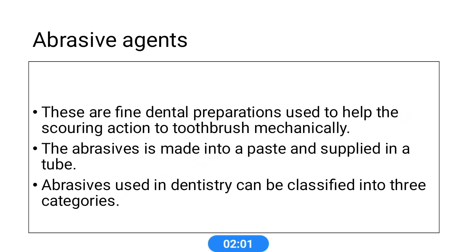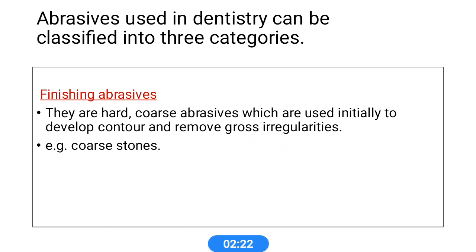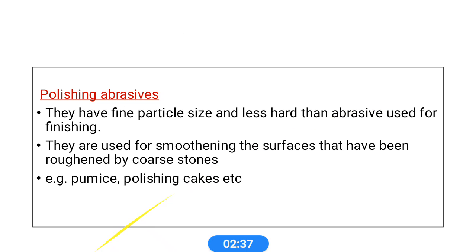What are abrasive agents? Abrasives are fine dental preparations, mainly used to help the scouring action of the toothbrush mechanically. Abrasives are made into a paste and applied from a tube. Abrasives used in dentistry can be classified into mainly three categories. First category is finishing abrasives. These finishing abrasives are hard, coarse abrasives which are used initially to develop contour and remove gross irregularities. Examples of finishing abrasives are corrosive stones.